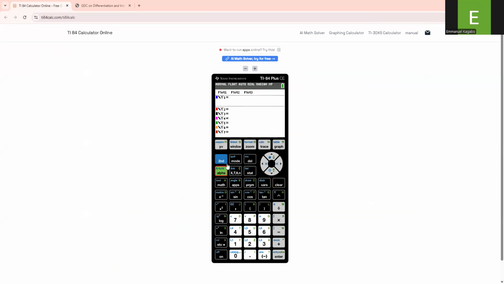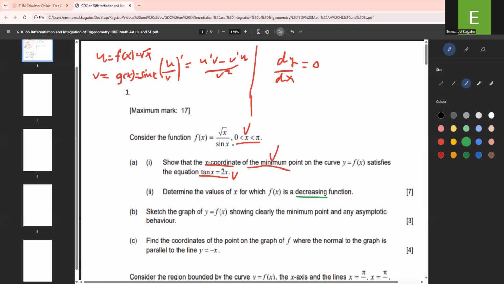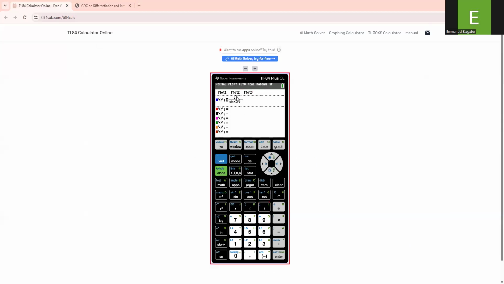So this is it. I have square root of x over sine x, then close the bracket. What was the domain, guys? Do you remember? What was the domain? The values of x range from 0 to pi. So I have to set my window. Oh, here I didn't write my x. So x, good. Now I need to set my window.